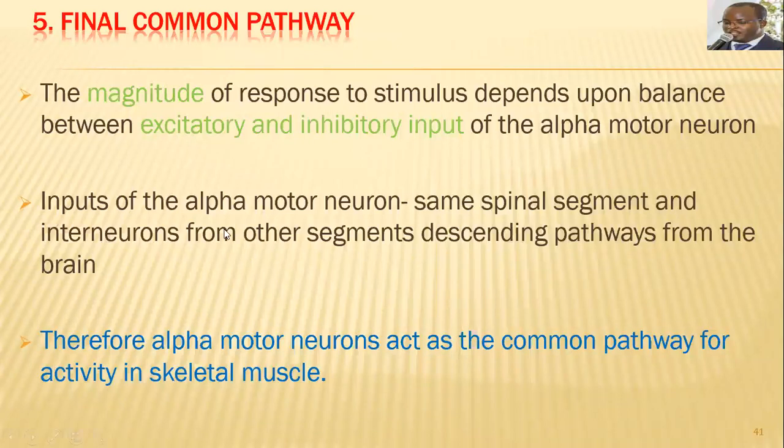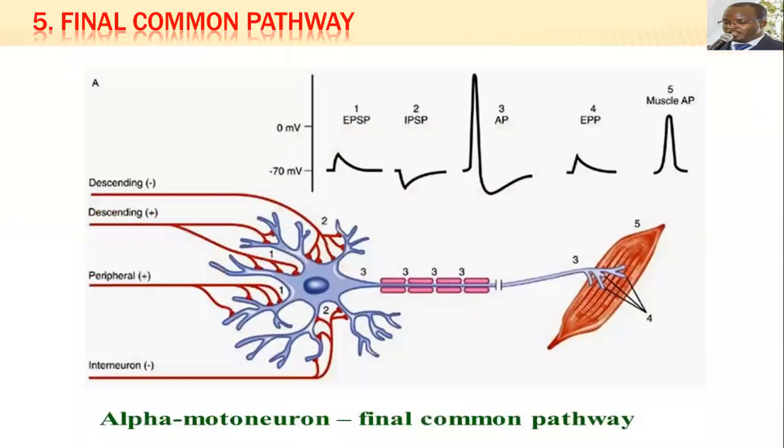So the inputs of the alpha motor neuron come from the same spinal segment, interneurons from other segments, and descending pathways from the brain. Therefore, the alpha motor neuron acts as the common pathway for activity in the skeletal muscle. For you to have that response of the skeletal muscle, you would need the stimulation of the alpha motor neuron. So the alpha motor neuron is the final common pathway for these reflexes that involve the skeletal muscles. You can see the inputs that are coming here. Some of them are stimulatory, others are inhibitory.